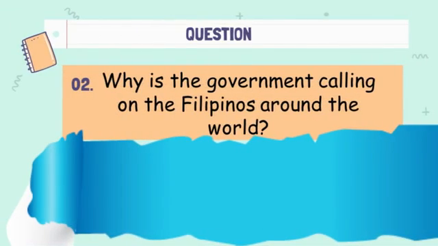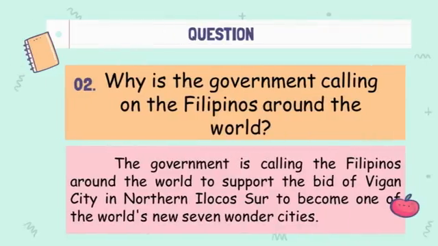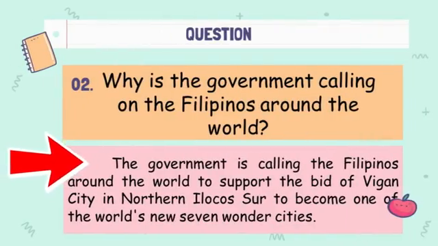Let's proceed to question number 2. Why is the government calling on the Filipinos around the world? What do you think? The answer is the government is calling the Filipinos around the world to support the bid of Vigan City in Northern Ilocos Sur to become one of the world's new 7 wonder cities. Great job! Now let's proceed to question number 3.